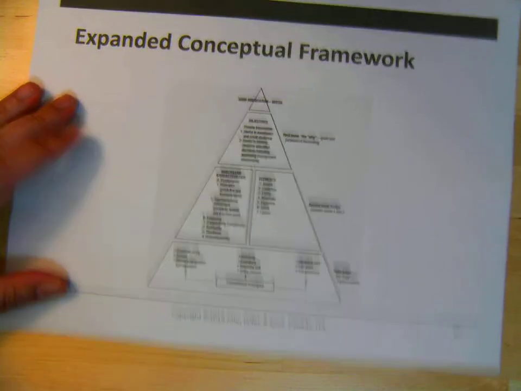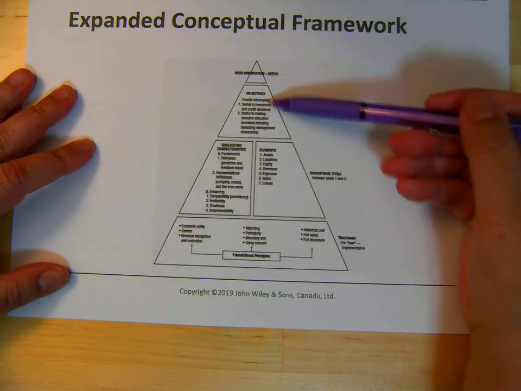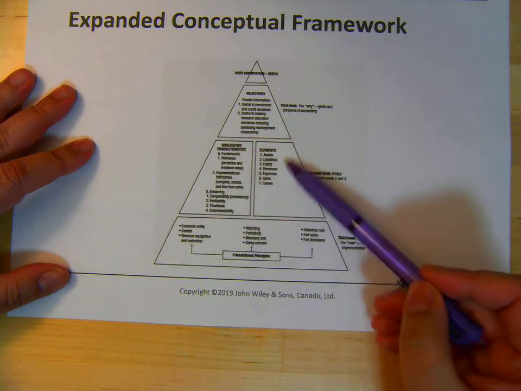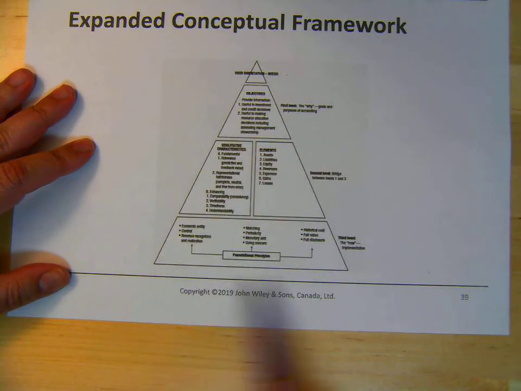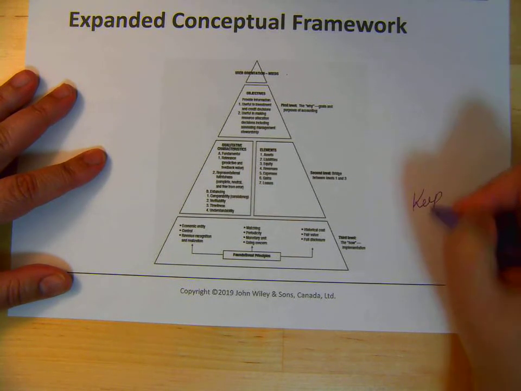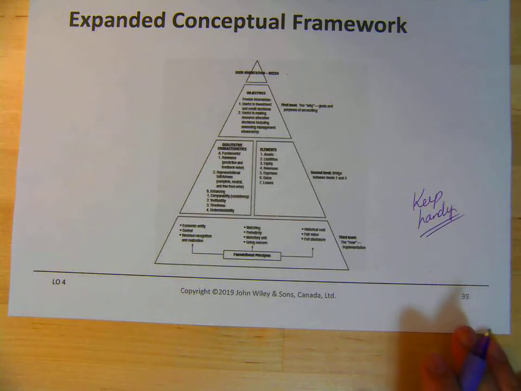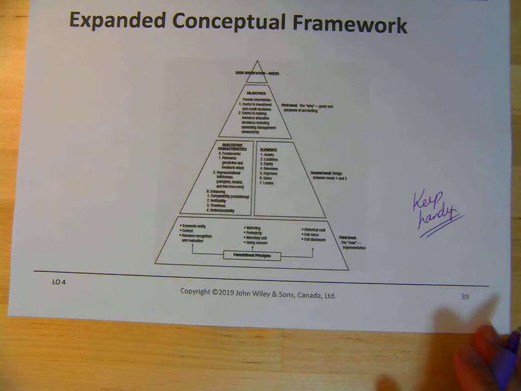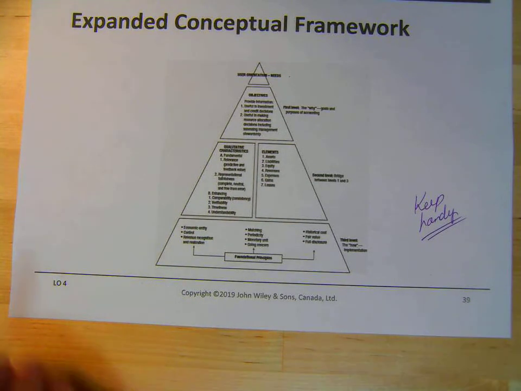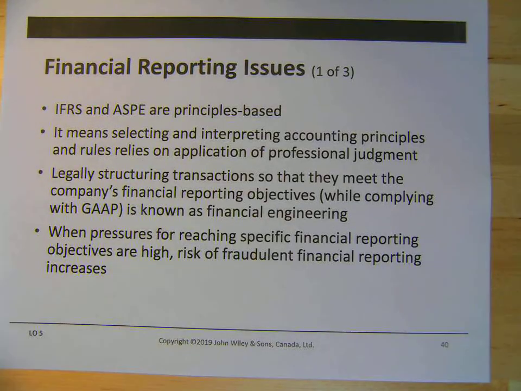Okay, so page 39 is just the summary, our user orientation, our objectives, qualitative characteristics, all the elements, and then our foundational principles. So keep this handy while you're going through the questions and through the chapter, because it's a nice summary. Okay, we're leaving the conceptual framework, just going to talk about some financial reporting issues as soon as I find my slides.